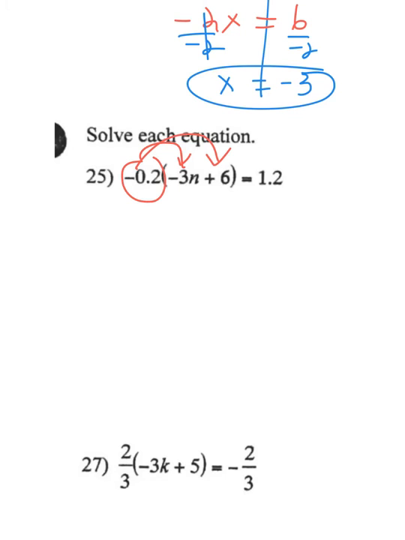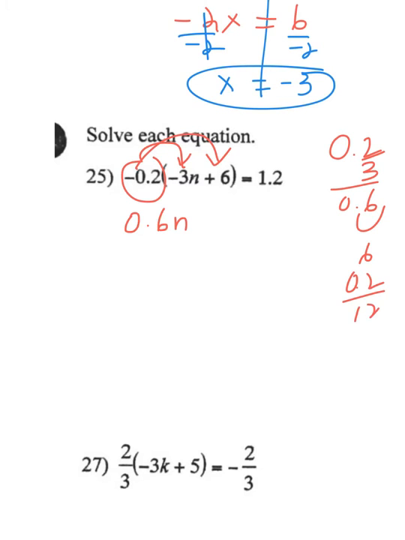So, negative 2 times 0.2 times 3 is going to be 6, but there's one spot there, so it's going to be 0.6 positive. So that's going to be 0.6n, and 6 times 0.2 is going to be 12 at one spot, so it's going to be minus 1.2 equals 1.2. Equal sign.